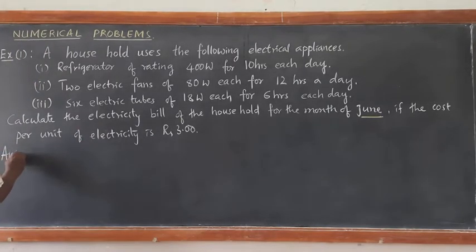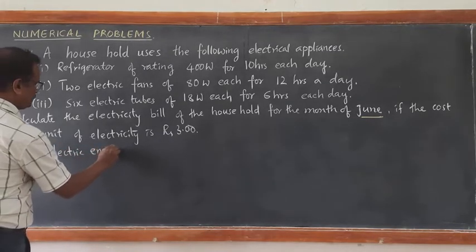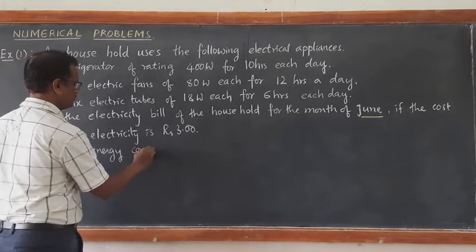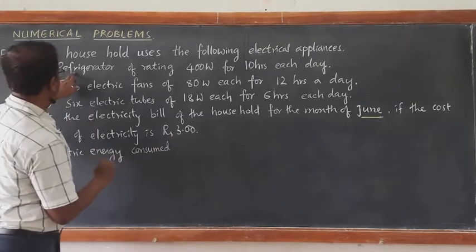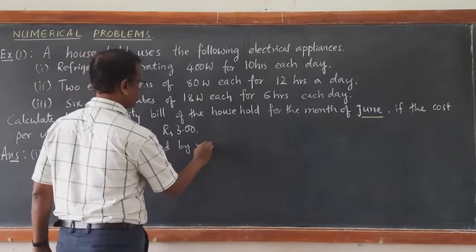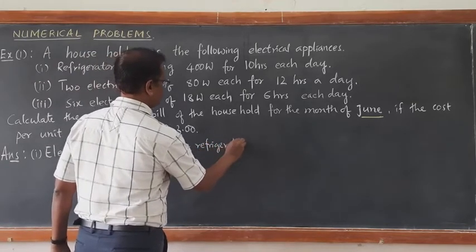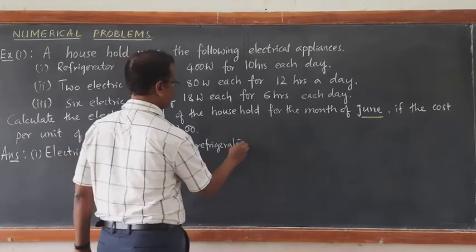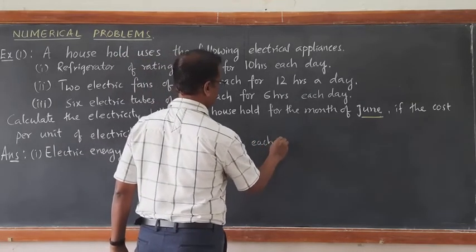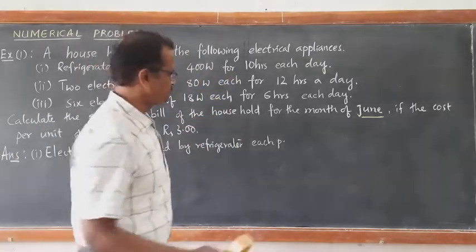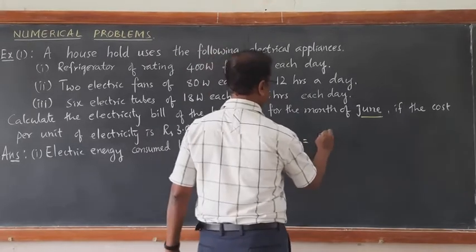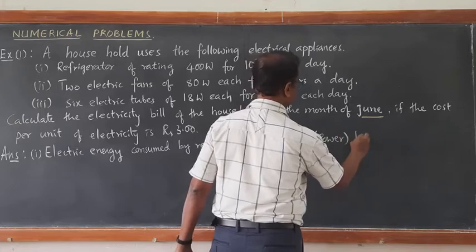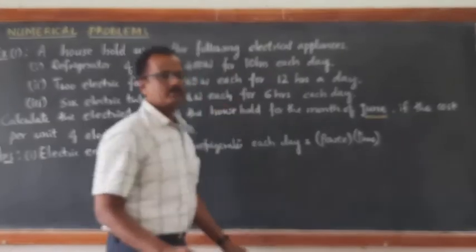Answer: electric energy consumed. First one, electric energy consumed by refrigerator. Each day. Per day let us calculate. Afterwards we will multiply with 30. Each day. So this is given by power multiplied by time. Energy equal to power multiplied by time.